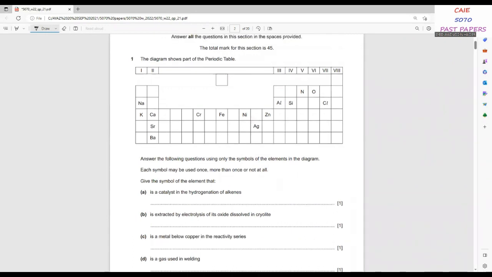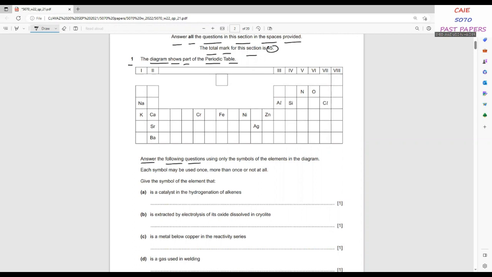Let's continue the paper. Section A, answer all the questions in this section in the spaces provided. The total mark for this section is 45. Question number 1. The diagram shows part of the periodic table. The part of the periodic table is shown here.